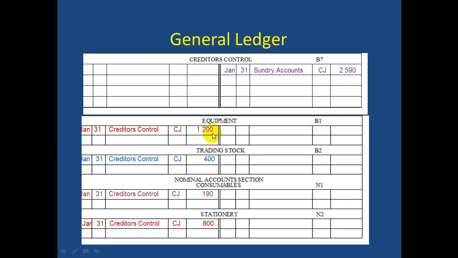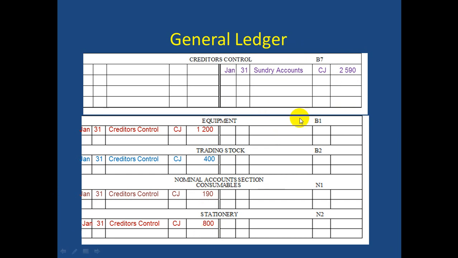Gentlemen, if you add this 1,200 Rand and this 800 Rand, that's 2,000 Rand, plus 400 Rand, that's 2,400 Rand, plus 100 Rand, that's 2,500 Rand, plus 90 Rand, that's 2,590. So as we can see, our credit side is equal to our debit side, and our general ledger will basically balance because of this.